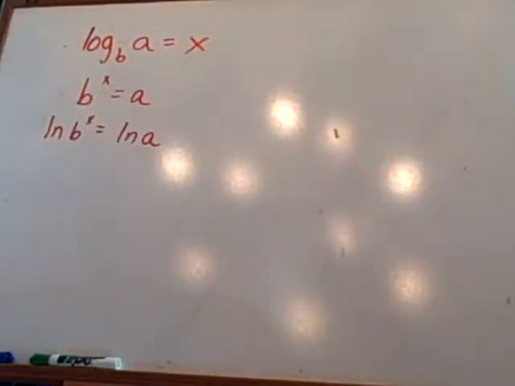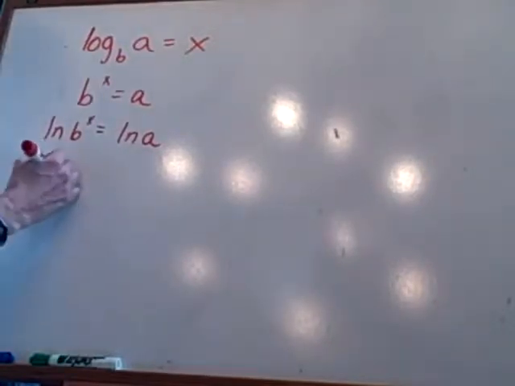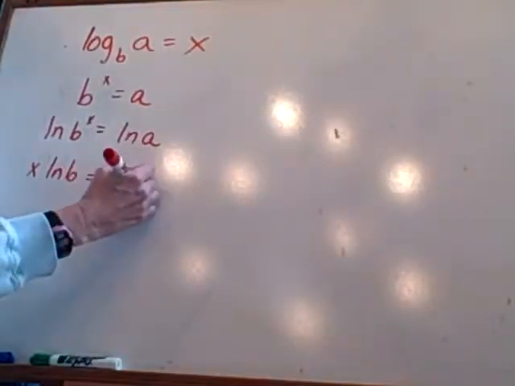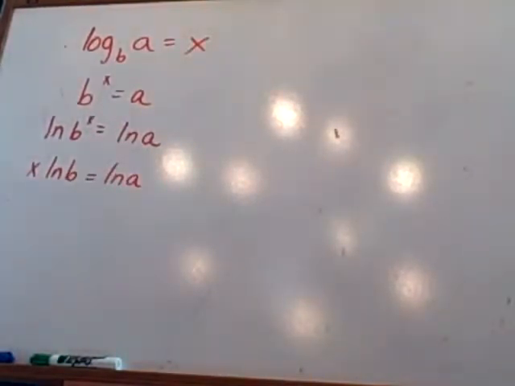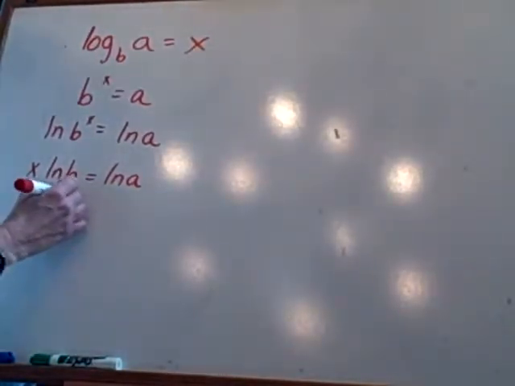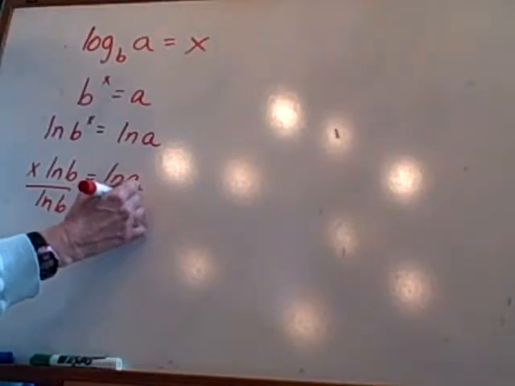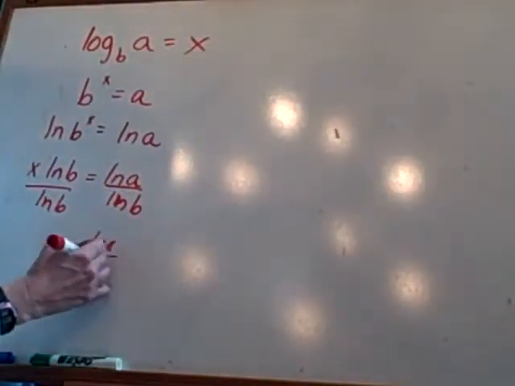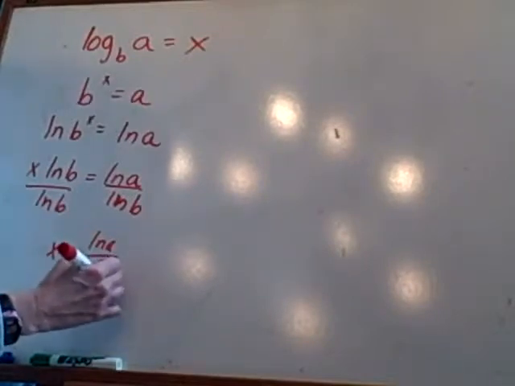So far, so good? We are going to use our come on down property, the Price is Right property. Come on down. So this actually equals x times the natural log of b equals the natural log of a. And I am going to solve for x. So that means I'm going to divide both sides by the ln of b. And that gives me x equals the ln of a over the ln of b.